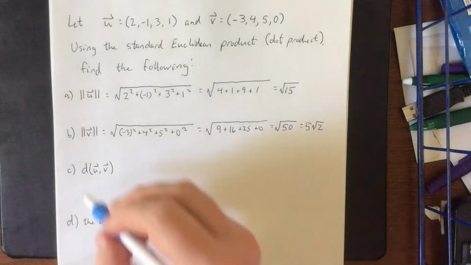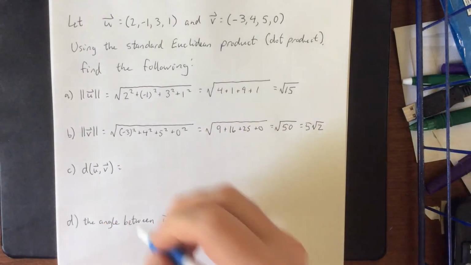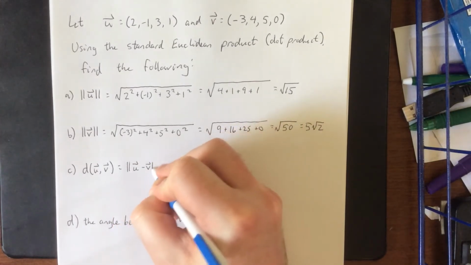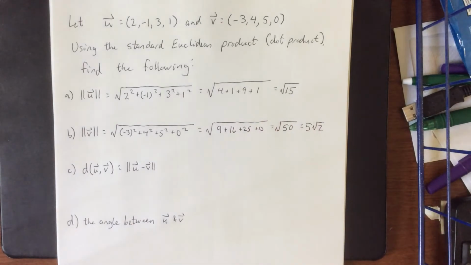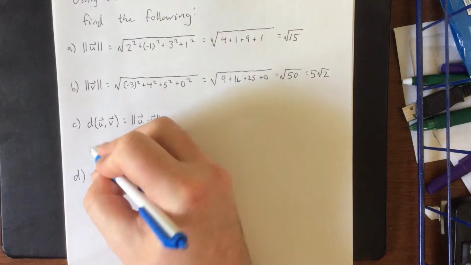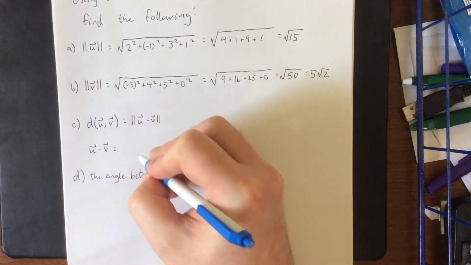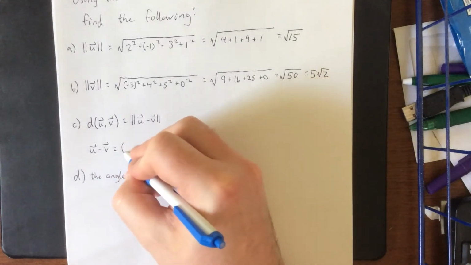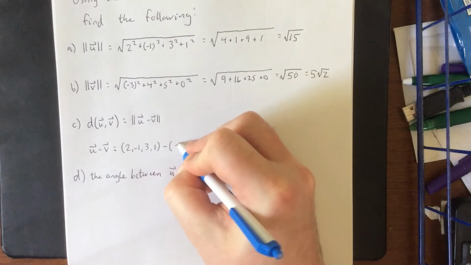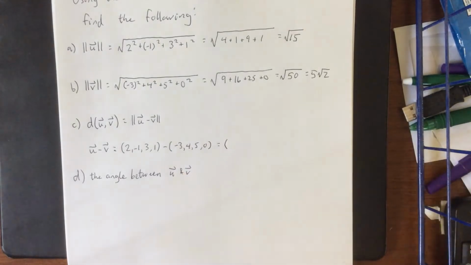Now, for the d of u and v, d of u and v is referring to the distance between u and v. The distance between u and v is defined as the magnitude of the difference between those two vectors. So, going according to the order of operations, I think the first thing I'd like to do is calculate what that difference is going to be. Then we'll calculate the corresponding magnitude. So u minus v is going to be 2, -1, 3, 1.